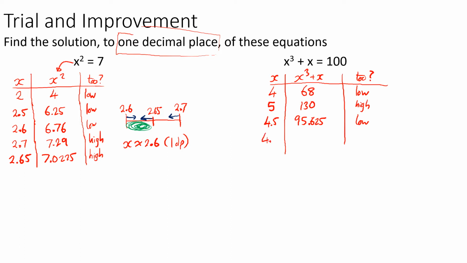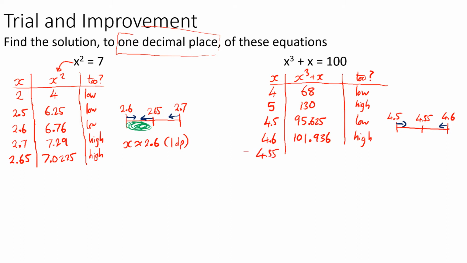So we'll try 4.6, and that's 101.936, and that is too high. So we have narrowed it down to being somewhere between 4.5 and 4.6. We know that the answer is bigger than 4.5 and less than 4.6. So again, we'll try that number in the middle, which this time is 4.55.